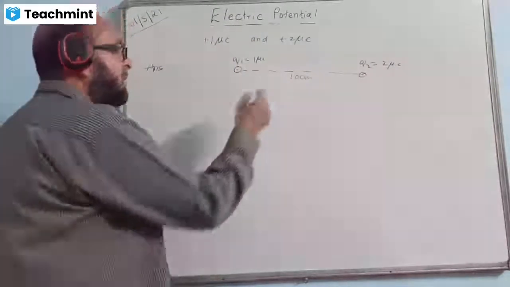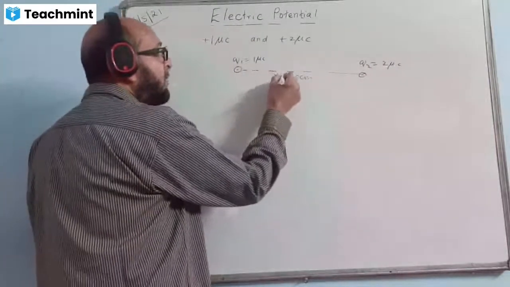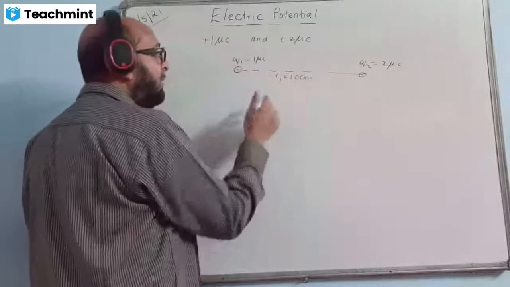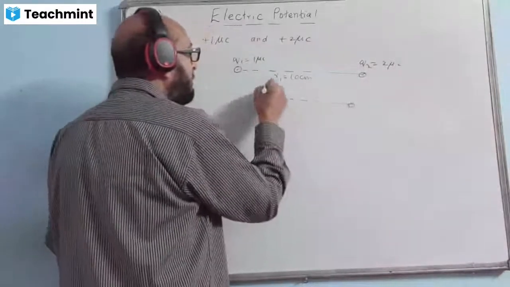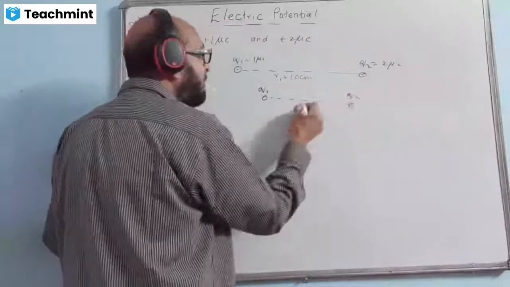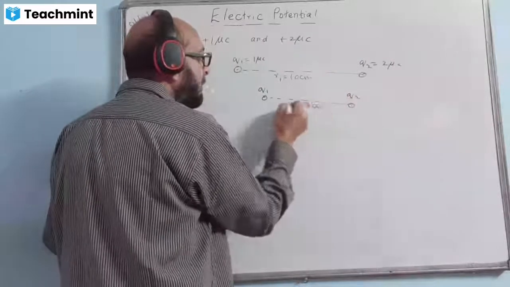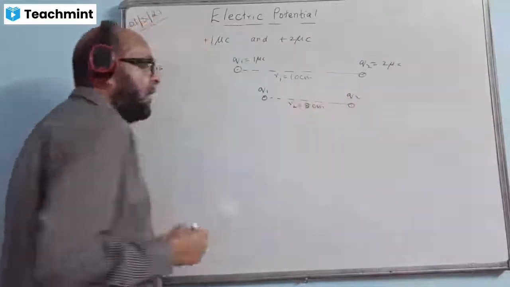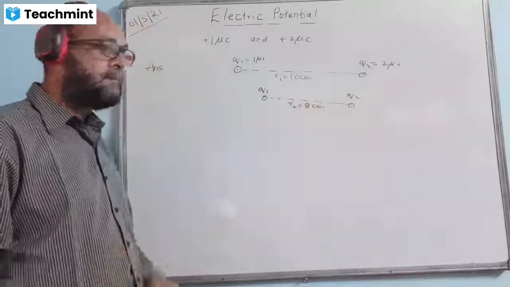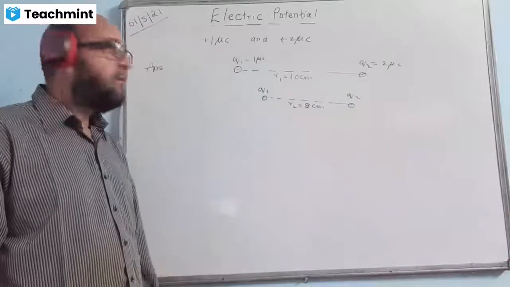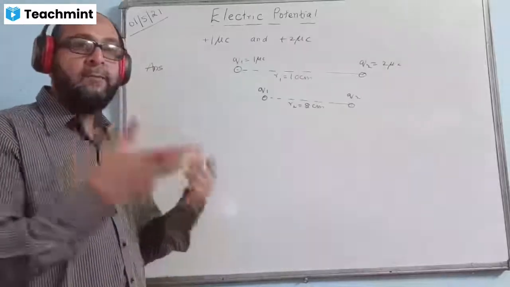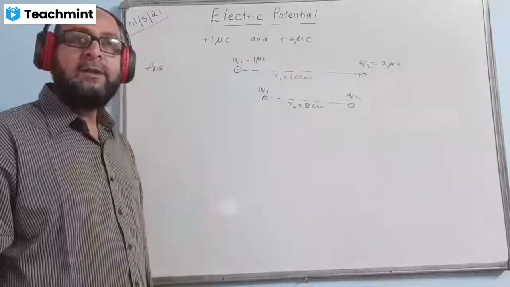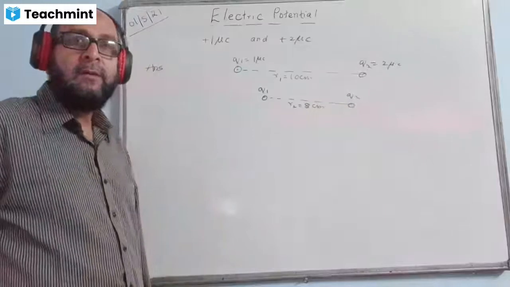We draw, this is the case 1. Case 1 distance was R1, distance was 10. Now again I will draw another diagram here. Q1, Q2 remain the same, but the new distance is 8 centimeters. R2 value is 8. So for reducing the distance, we have to do some work. And the question is asking to find the value of work.